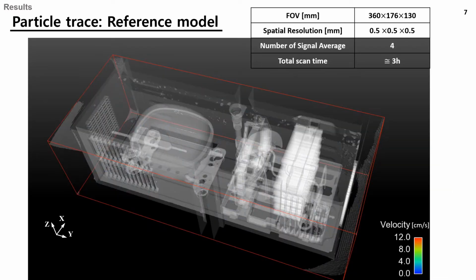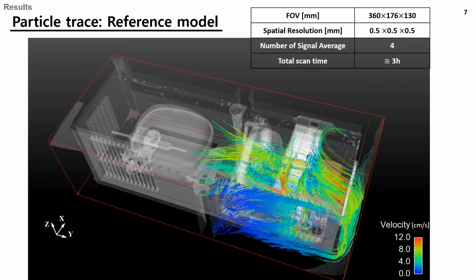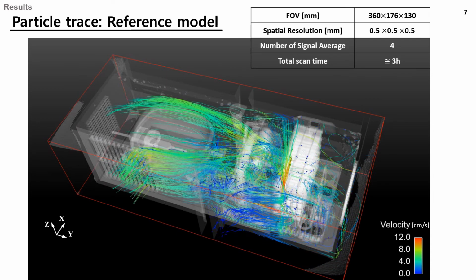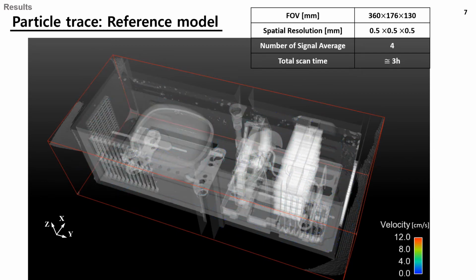From now on, I will talk about the results of the flow visualization. Firstly, I will show you the result of three-component mean velocity measurements. The spatial resolution is 0.5 mm, and the number of signal averages is 4. As you can see, the flow enters from the right inlet and passes through the heat exchanger, fan, compressor, and finally exits from the left outlet.